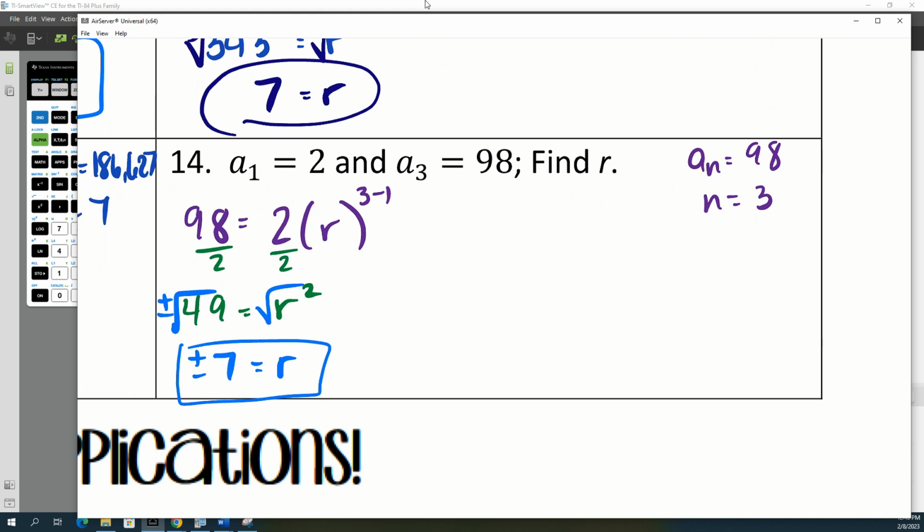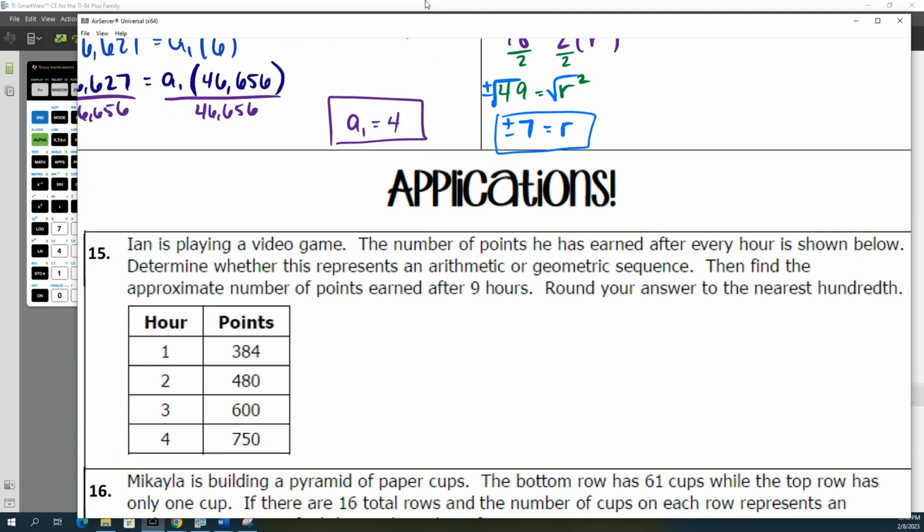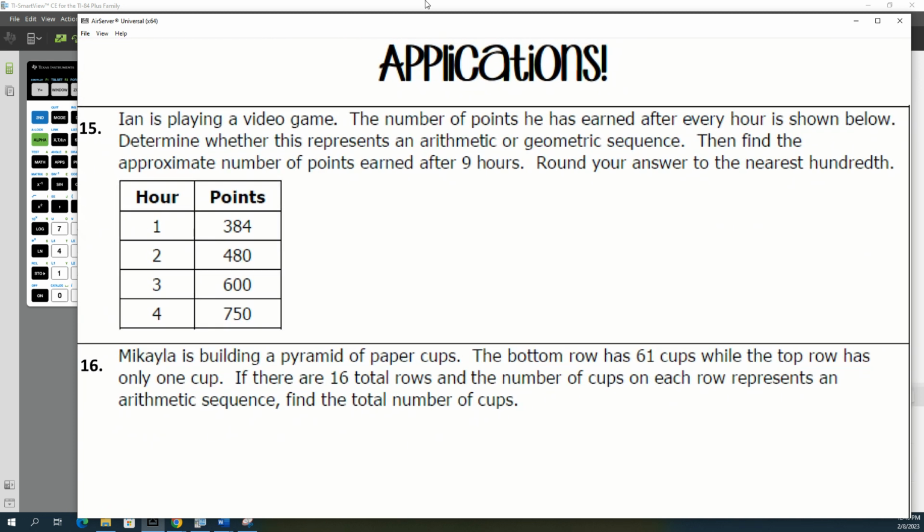All right. Now, the last 3 we're going to do are application problems. This is because Nolan asked yesterday about when we're ever going to use this. Just kidding. I'd already made the sheet. It wasn't because of Nolan.